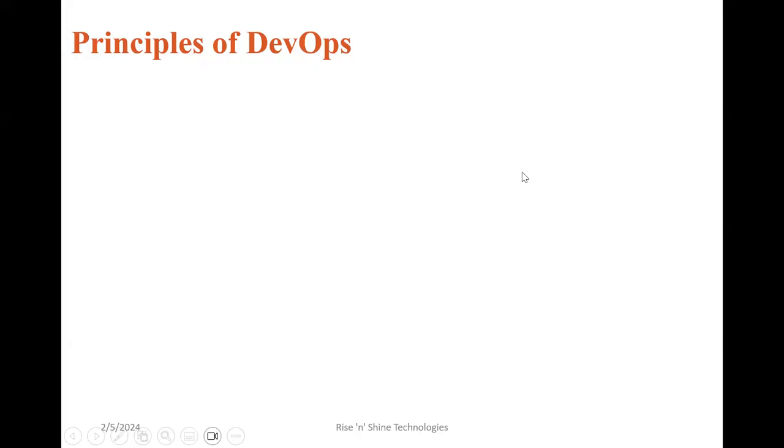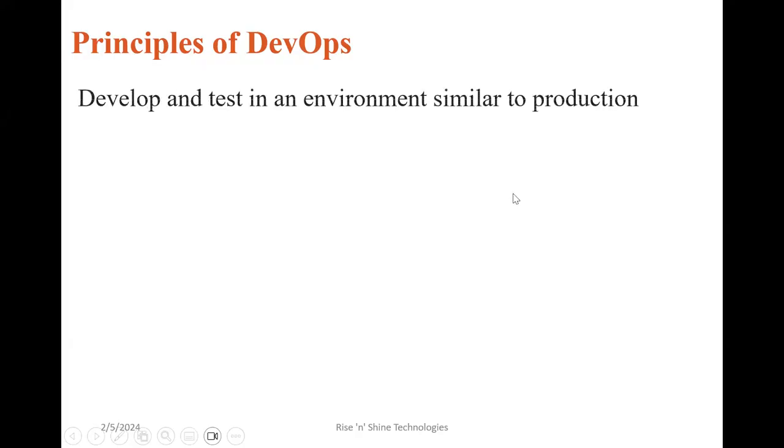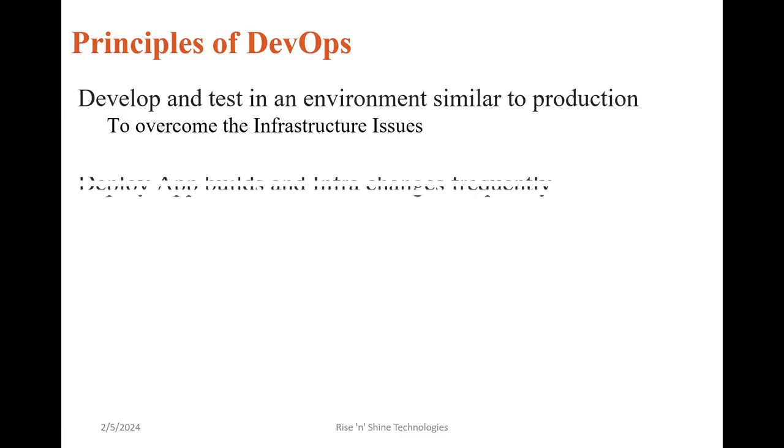Fine, good. So finally, the objective of this DevOps. Development and testing in an environment similar to production. How do you do that? A production environment should be equal to the development environment, to overcome infra related issues. That is going to help. And how do you deploy application builds and infra changes? Application related changes and infra related changes, frequently. How do you do that?